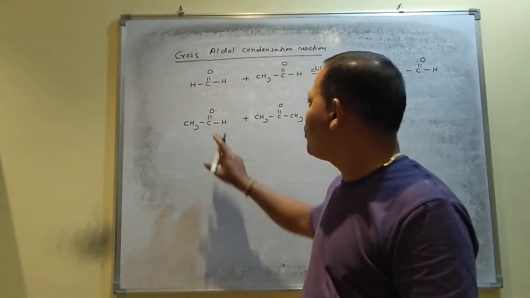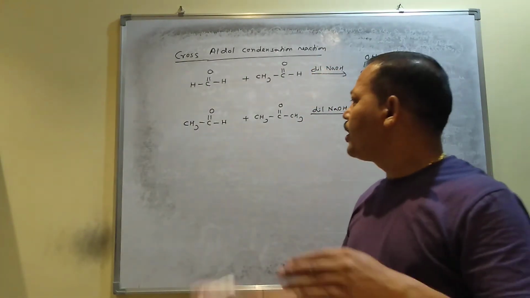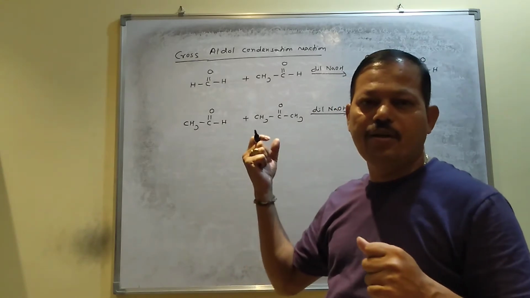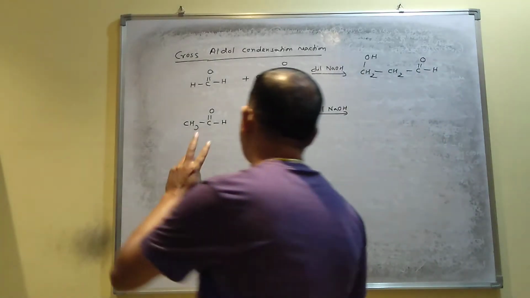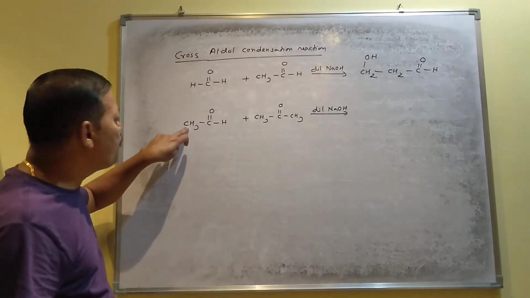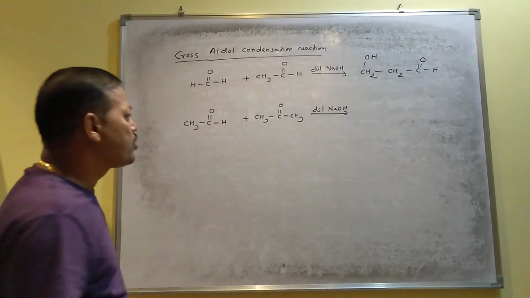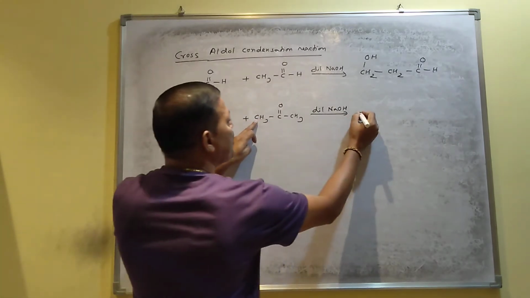To know it, as you know, aldehydes are more reactive than ketones. That is why the aldehyde will lose the alpha hydrogen, not the ketone. So you have to remove alpha hydrogen from this aldehyde. I mean hydrogen will be removed from this carbon and it will be joined with the oxygen of the ketone. So that is why I will start from here.